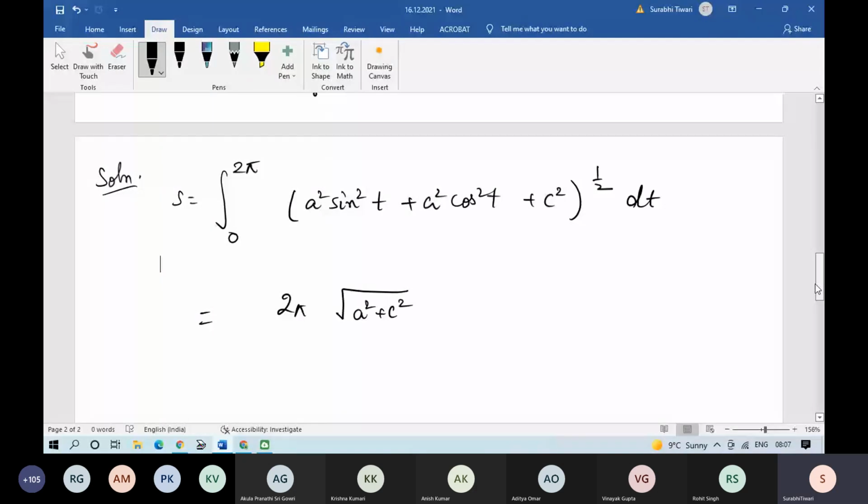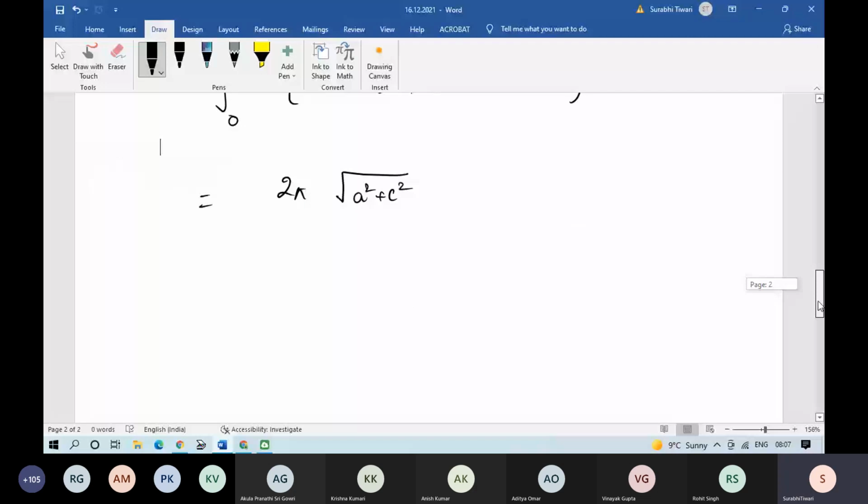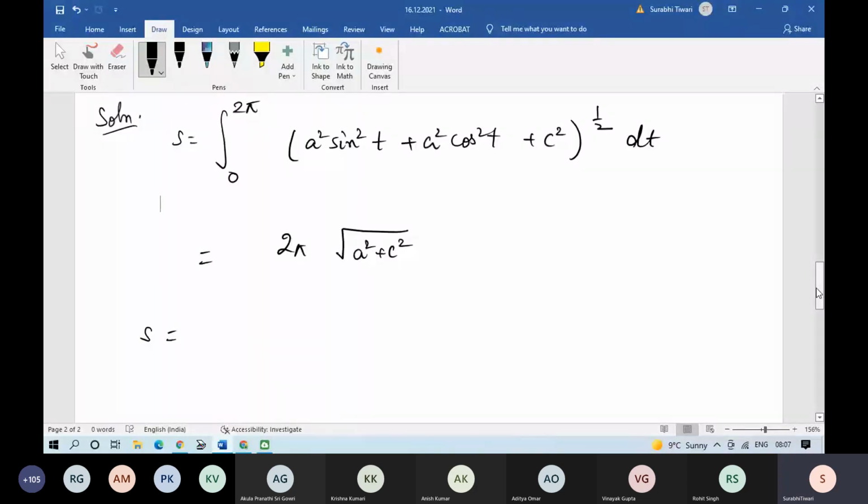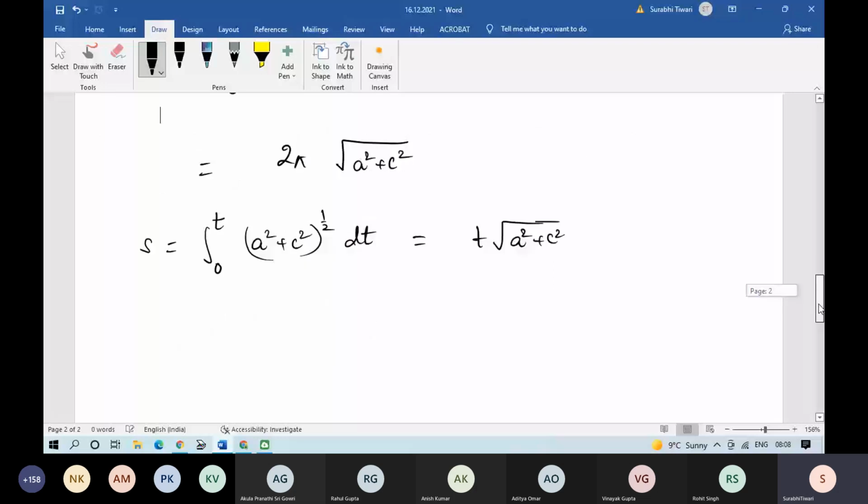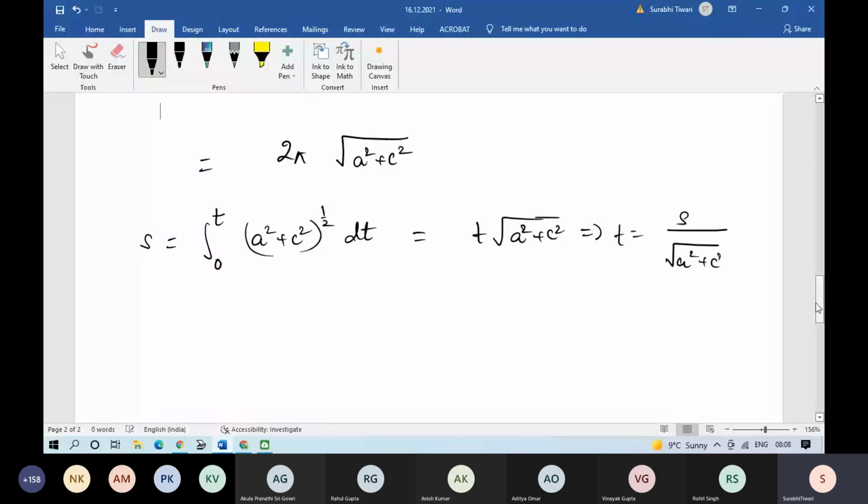Okay, now the second part of the question. First we find the relation of s with t, and then we can represent the position vector in terms of arc length. So s is the integral from 0 to t of (a² plus c²) to the power half dt. This is the same, just 0 to t is used in place of 0 to 2π. The rest stays the same, so a² sin² t plus cos² t will be a². So this is equal to t into √(a² plus c²). So what is the value of t from here in terms of s?